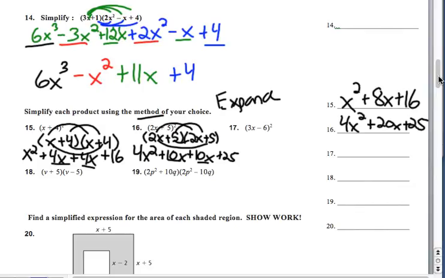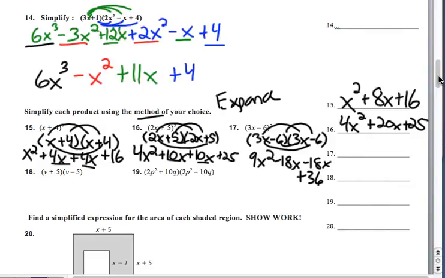All right, same thing here. So 3x minus 6, 3x minus 6. Once you expand it out, now you can see how this foils. 3x times 3x is 9x squared minus 18x minus 18x plus 36. And combine your like terms: 9x squared minus 36x plus 36 to get your final answer.